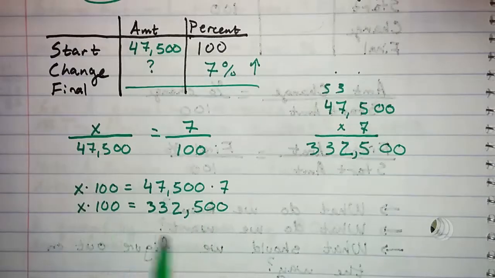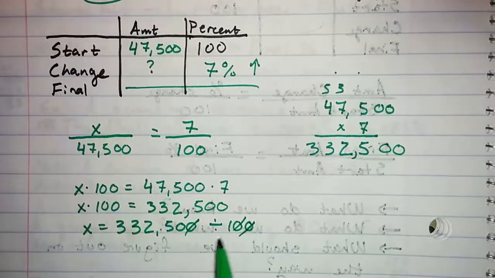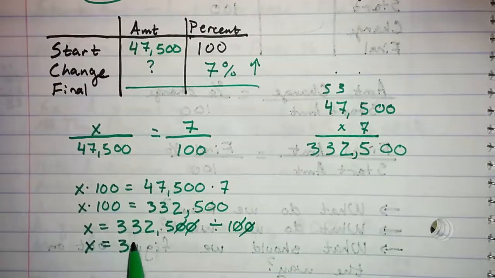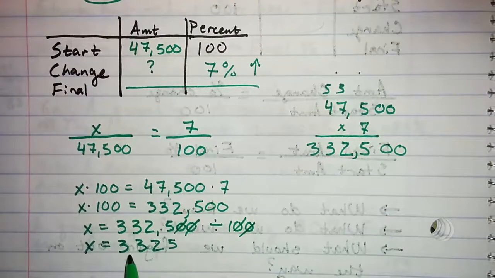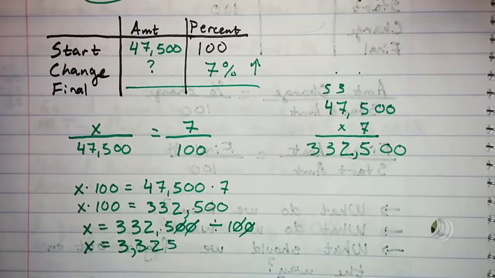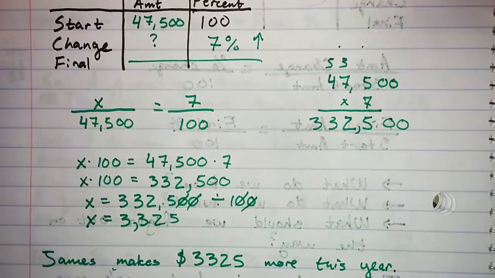What times 100 gives me this number? Oh, if I cancel some zeros, I'm just dividing by 1, really. I get 3,325. Answer to my question, James makes $3,325 more this year.